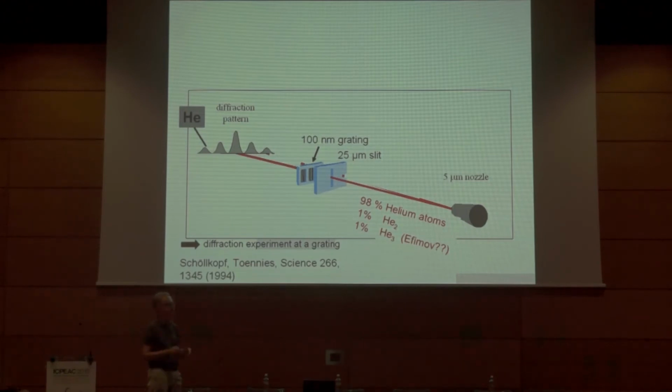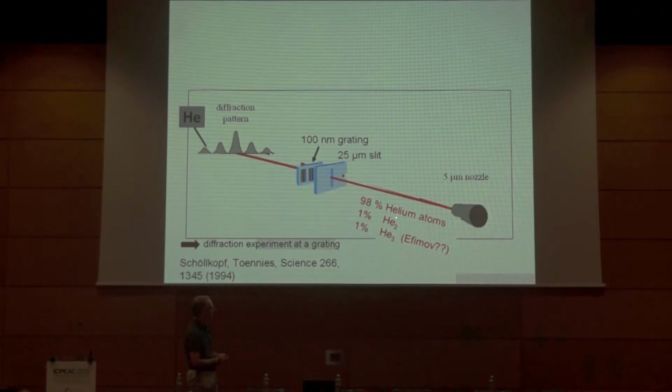Now, to do experiments on only the dimers or only the trimers, we sent this beam after about half a meter through a narrow slit, and behind the slit, we put a freestanding diffraction grating, which has a grating spacing of 100 nanometers. To understand what's happening there, you have to no longer think of this as little balls flying, but consider they have a de Broglie wavelength. They are quantum particles, and no matter what their mass is, they all fly with the same velocity. That's how this expansion works.